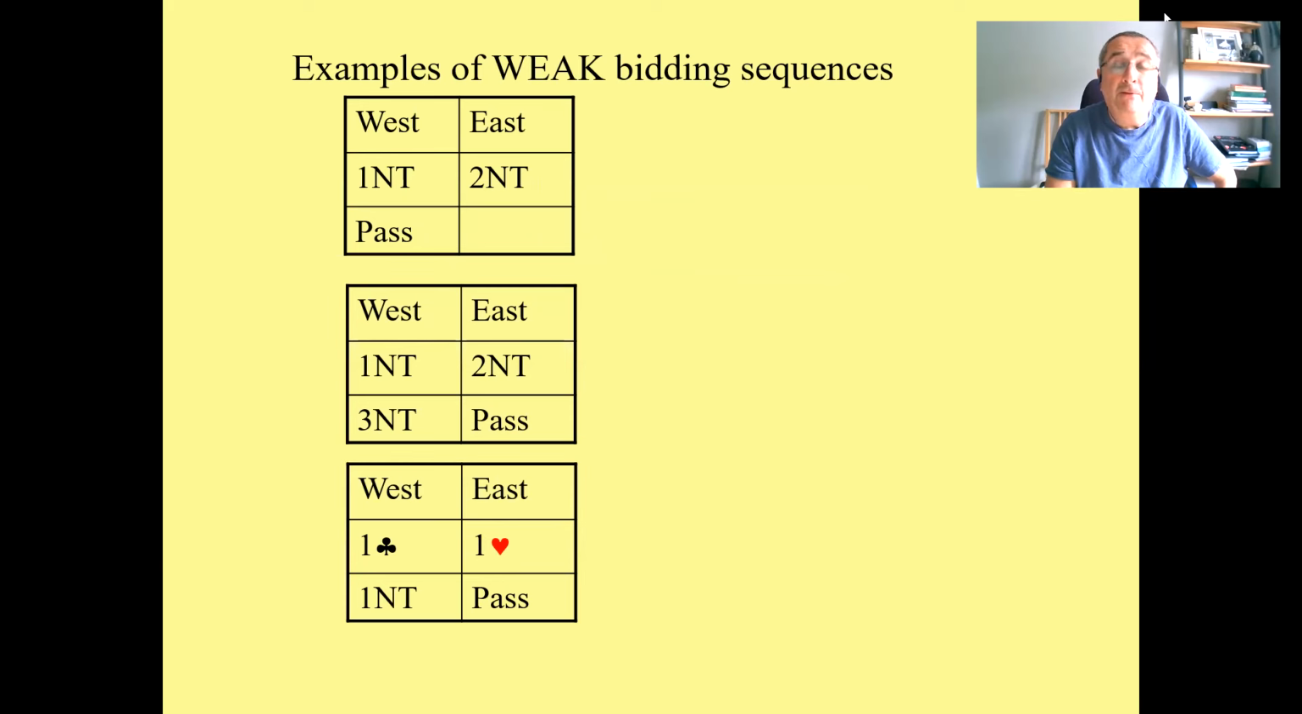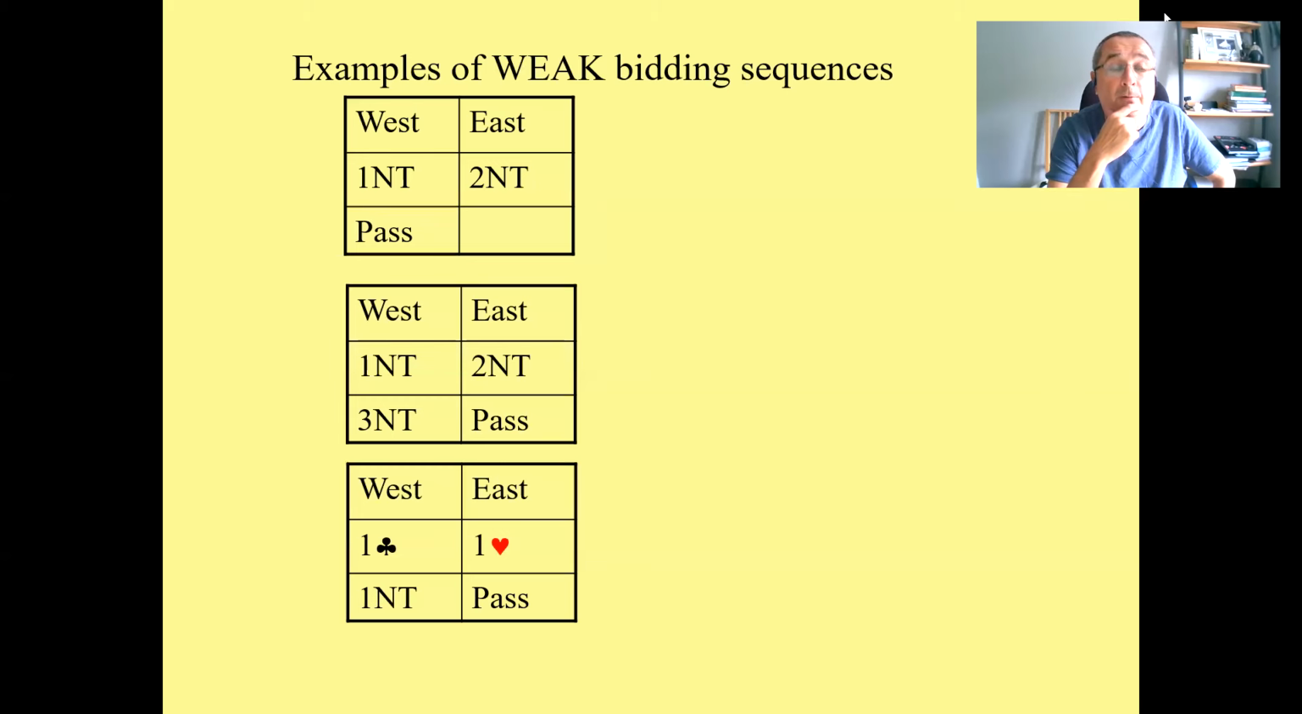Here are some examples of what I'm calling weak bidding sequences. These are bidding sequences where it seems the opponents don't have a great deal of strength. So perhaps 1 no trump, 2 no trump, pass. They obviously only just have enough points to invite game there and not to accept.